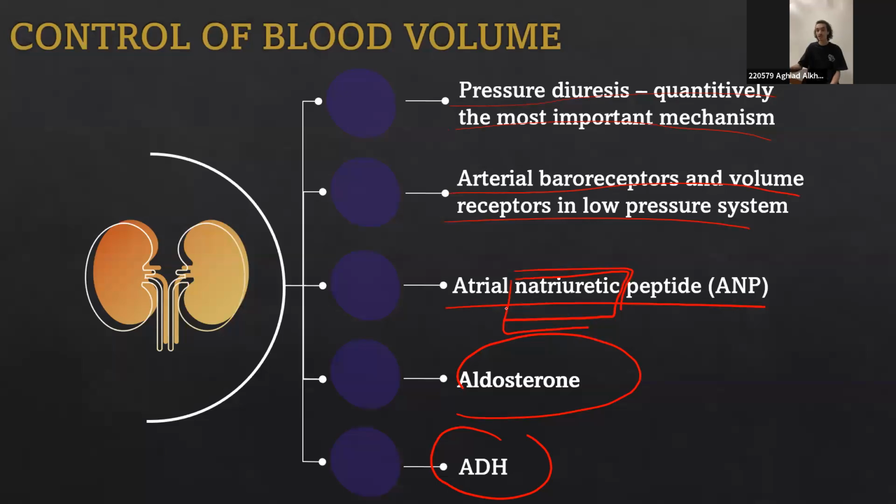The body doesn't only modulate too little water, it also modulates too much water. Okay, in atrial, that makes sense because it's released from the atria and ventricles. Okay, aldosterone, we'll talk about aldosterone in a bit. ADH, we've talked about it. Now for the pressure diuresis and the arterial receptors and volume receptors and low pressure system, we've also mentioned them above, but we'll get into more details now.